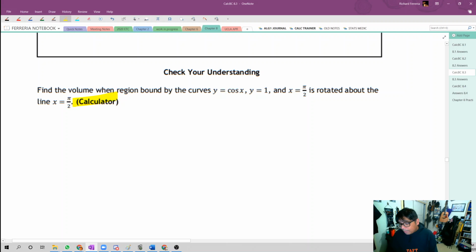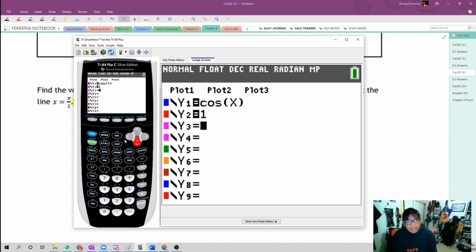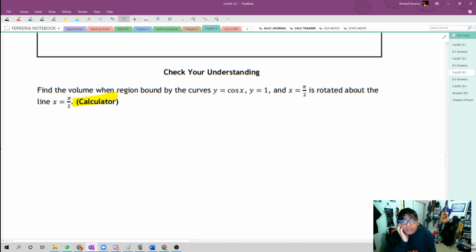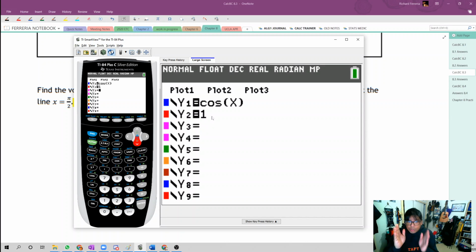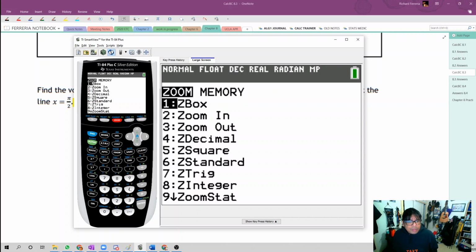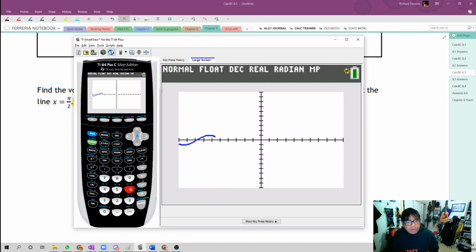So let's start by graphing this. In our y equals menu, we have cosine x and 1. Now there's no functionally good way of graphing x equals pi over 2, so we'll have to just kind of draw that in. Okay, and we're going to start with zoom 6, which is our standard. You probably could have started with zoom trig as well. In fact, I'm going to go ahead and go to zoom trig instead.